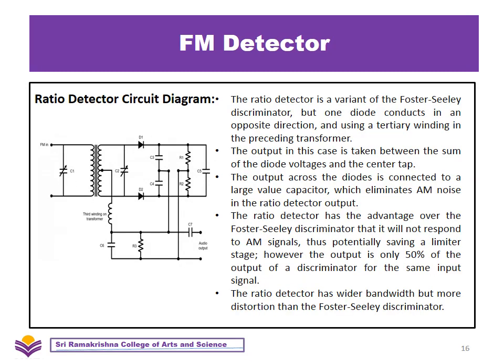Here we are going to discuss another FM detector circuit, which is the ratio detector. This ratio detector is a variant of the Foster-Seeley discriminator. The circuit arrangement of the ratio detector has a slight change compared to the Foster-Seeley detector circuit. There you have two windings at the transformer. Here you have three windings at the transformer.